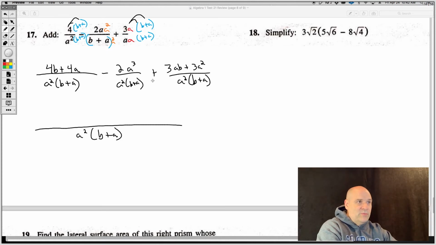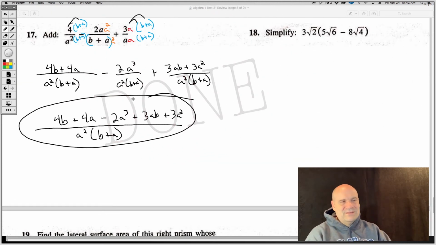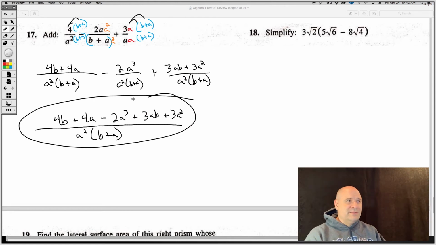Any other B's? Nope, so let's just write 4B. Any other A's? No, there's a squareds and a b's and stuff, so let's just write 4a. All right, minus, there's only one thing that we're subtracting, so any other a cubes? Nope, so 2a cubed plus no other a b's and no other a squareds. That's it. That's just a lot of details, and technically when you add it should look simpler, but it actually looks more complicated. But the goal was to make three fractions into one fraction, and we did. All right, let's simplify this.